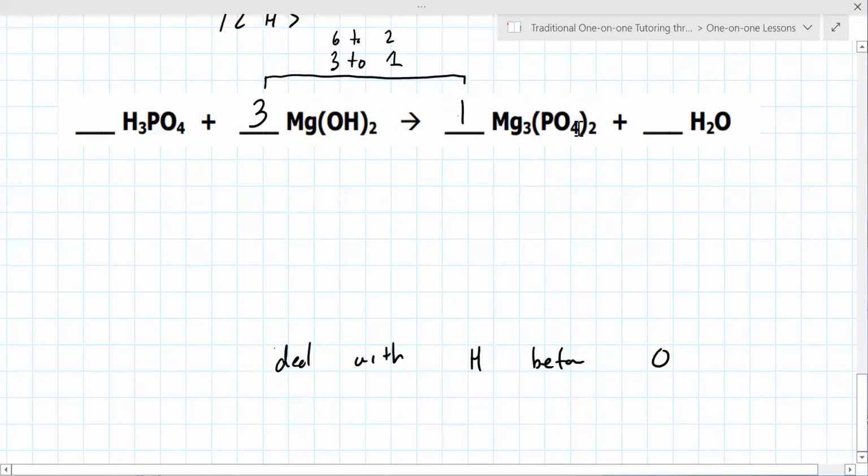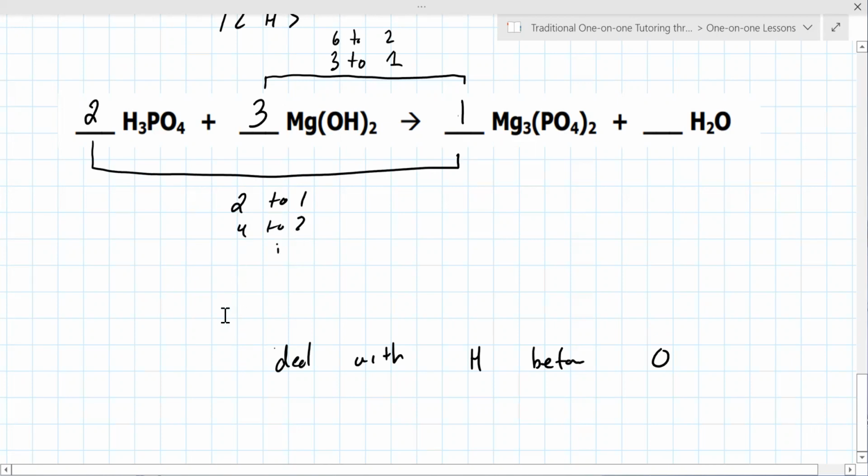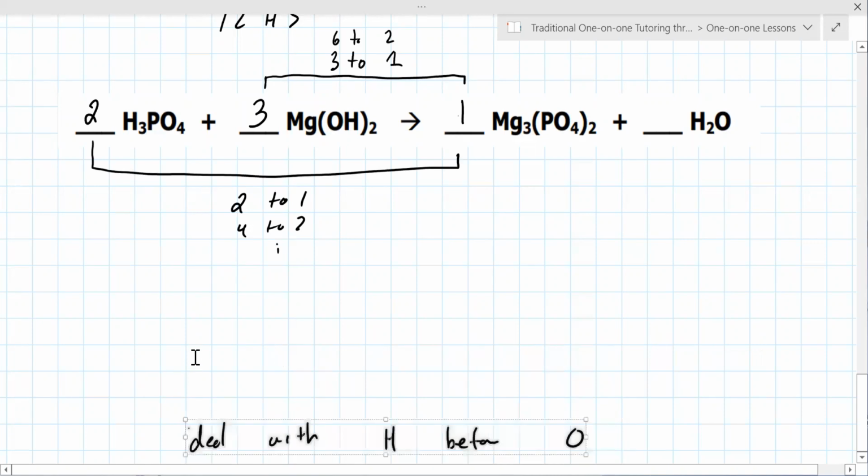There are two P's here. So we're going to put a 2 in front there. And that also is another relationship. These are always in the relationship of 2-1, 4-2, and so on. Okay, and now, like you said, we need to deal with the H's. All right, so how many H's do we have? We have 6.